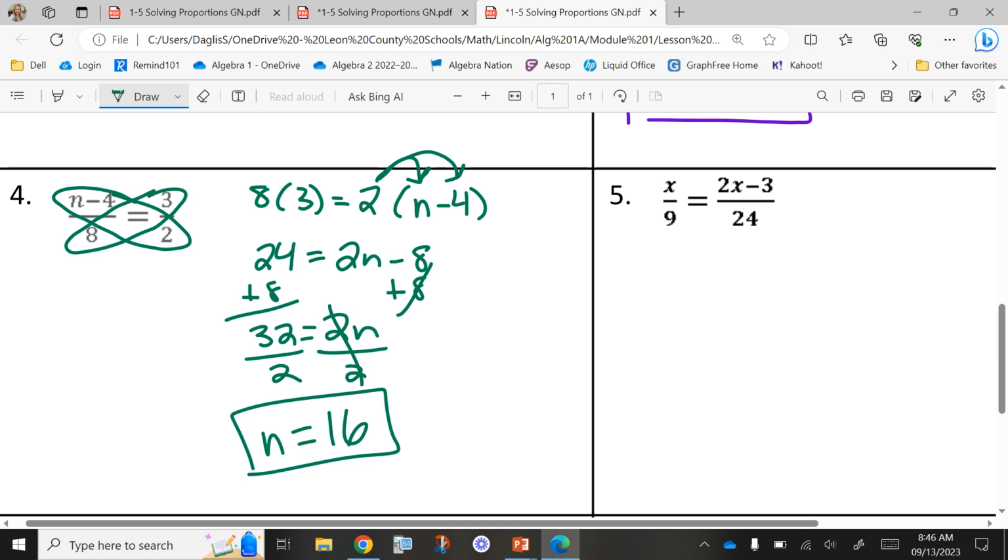Did you move the 24? Okay, so you can do that, but then you got to move the 2 to the other side. Does that make sense? You can't have both things on the same side of the equal sign.